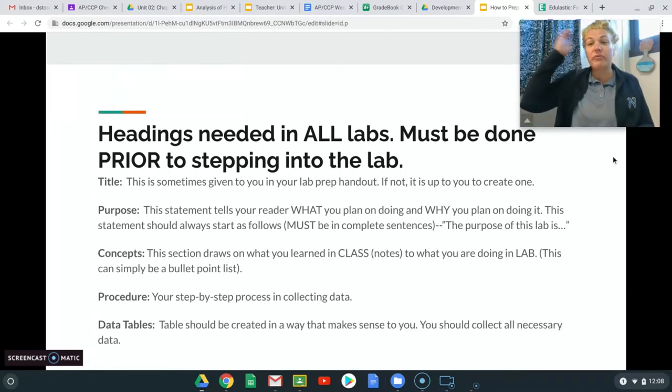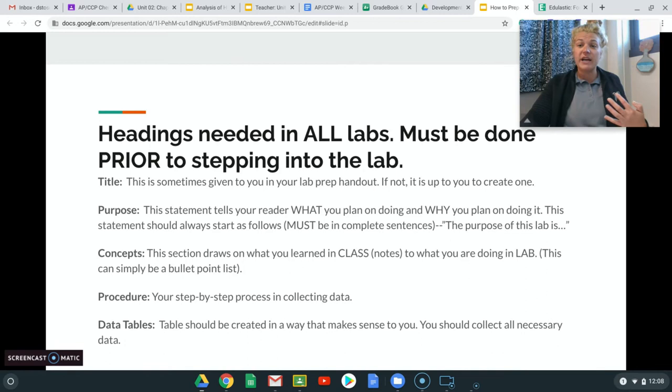And then lastly, before you come into the lab, you have to have created a data table. For the data table, there's no criteria as long as you are collecting the data. So whatever makes sense to you is what you can create your data table as. The only requirement is that you have to be able to collect all necessary data. So those are all the things that you have to have done prior to walking into lab.